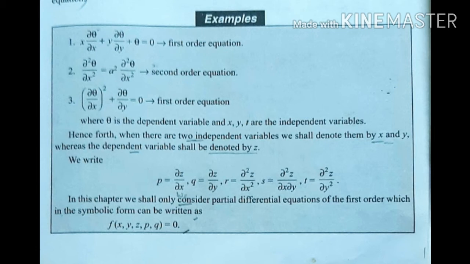Now, r is equal to del 2z by del x square, that is the second derivative of z with respect to x. Small s is equal to del 2z by del x del y, which we can also write as del by del x of del z by del y. And last, t is equal to del 2z by del y square, that is the second derivative of z with respect to y. So, we consider the partial differential equation of first order, which in symbolic form can be written as f of x, y, z, p, q is equal to 0.